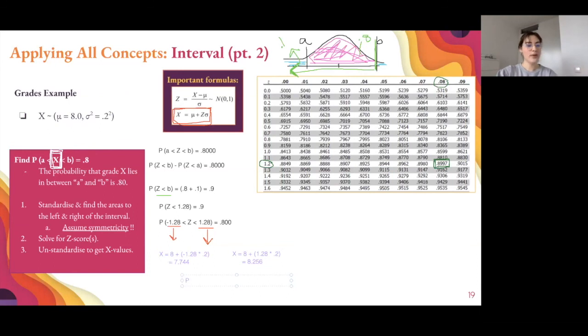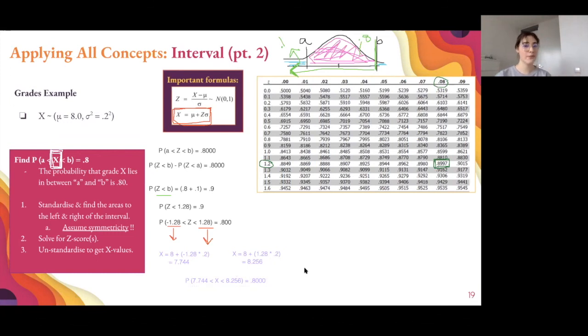So now we can fully write out the correct answer, which is the probability that x is in between 7.744 and 8.256 is equal to 0.8. So that means that there is an 80% chance that a student will score in between 7.7 and 8.3 on a test or something. So that is exactly how you would solve this type of question.